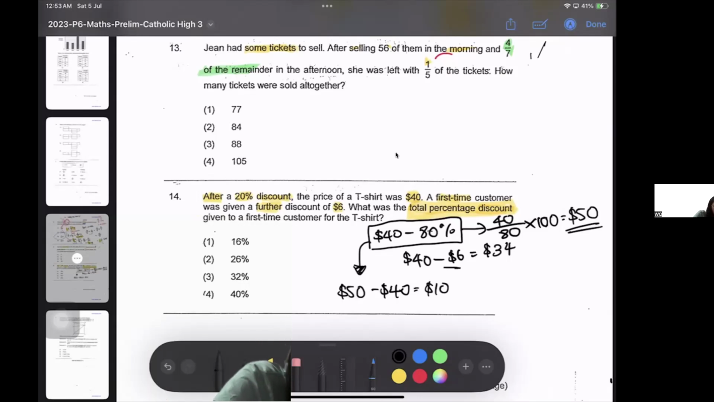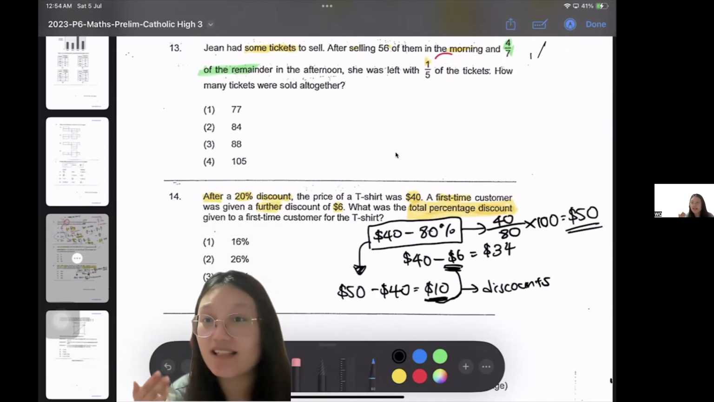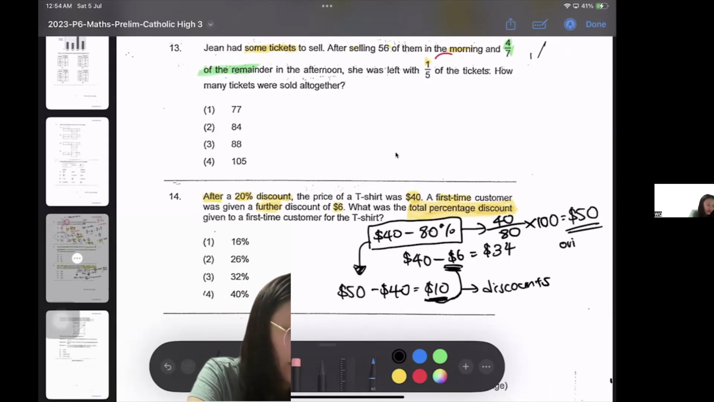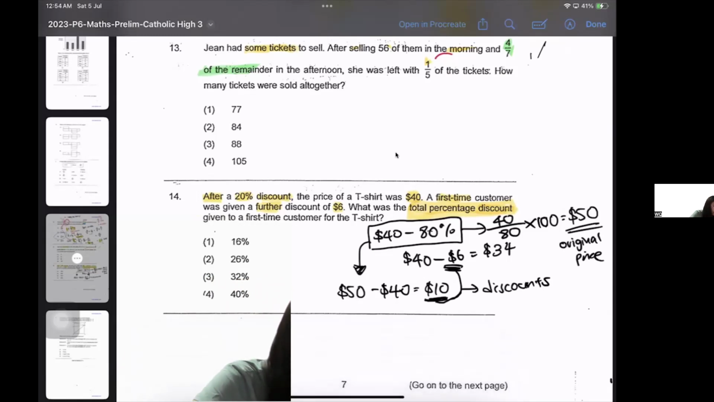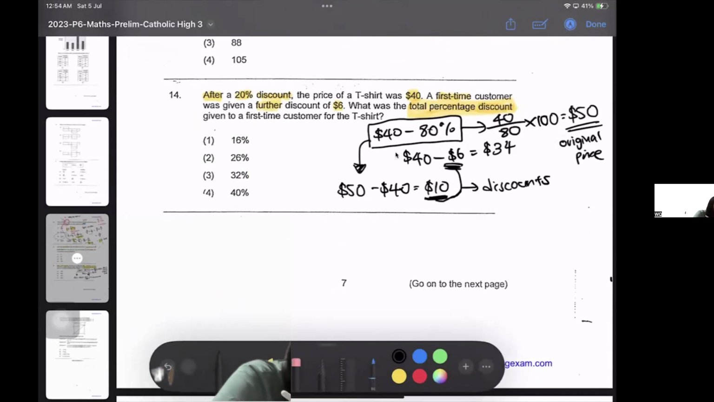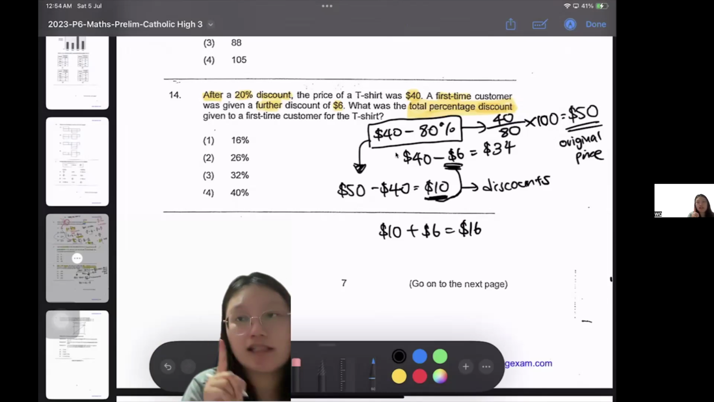Okay, the second discount given is this $6. So the $10 and the $6 together is all the discounts. So now you need to find all the $10 and $6, the discounts. What is it as a percentage of the original price? So this is what we can do. You need to first add the two discounts together. Add the $10 discount and the $6 discount together. The total discount given to the first time customer is $16.